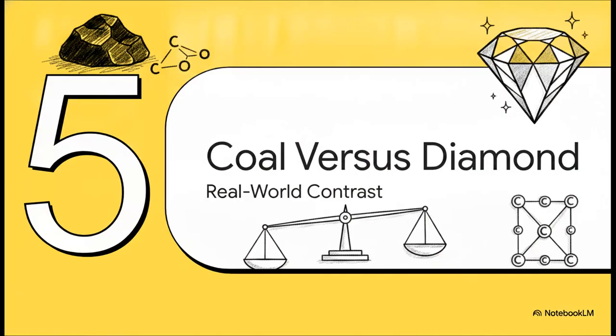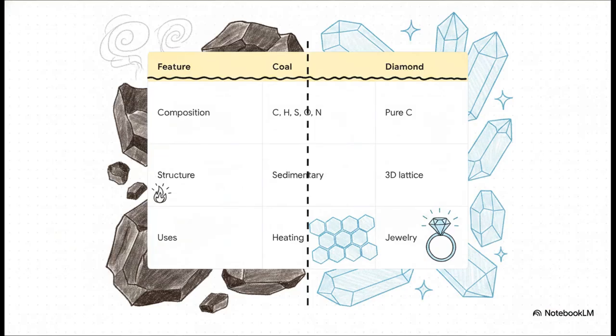All right, Section 5, Coal versus Diamond, a real-world contrast. Let's put all this into perspective with a real-world comparison from our source table here. Look at coal versus diamond. Coal is this messy, combustible, sedimentary rock, a mix of carbon with hydrogen, sulfur, oxygen, and nitrogen, used mostly to generate heat and electricity. Then you have diamond, pure carbon, a perfectly rigid 3D crystal lattice. It's incredibly hard, completely transparent, has a high refractive index, and is used for everything from fancy jewelry to heavy-duty industrial cutting. Same foundational element, entirely different universe of uses.